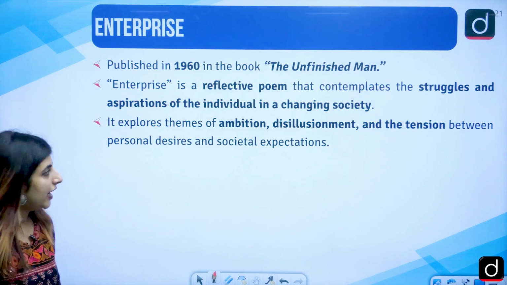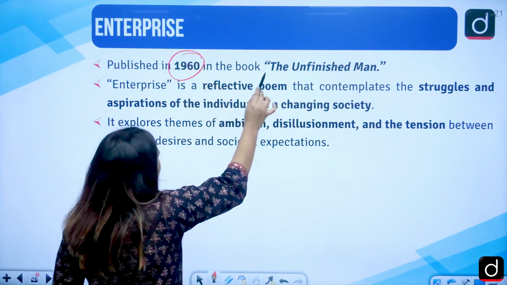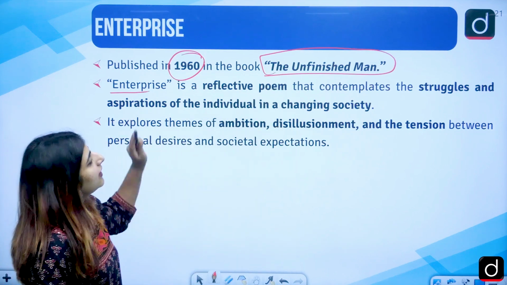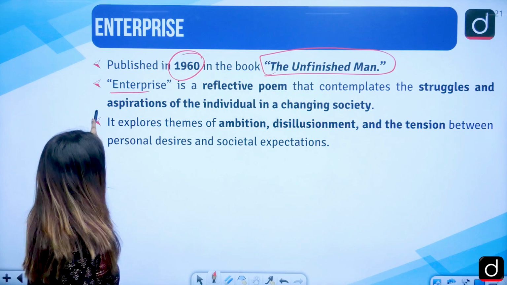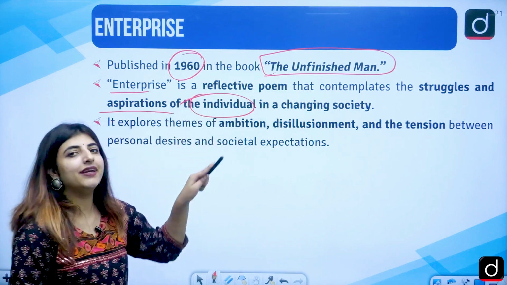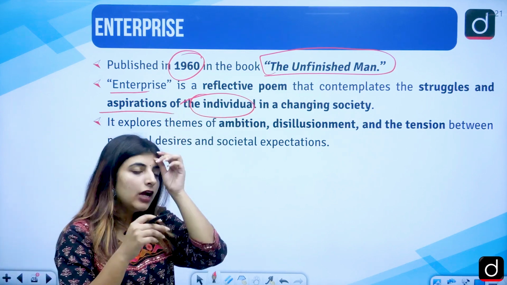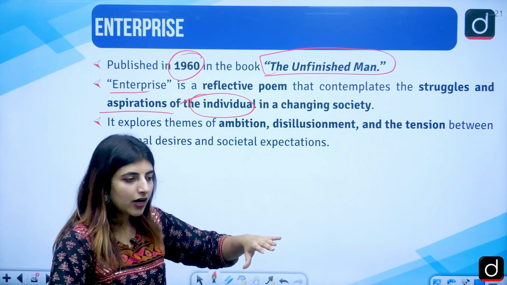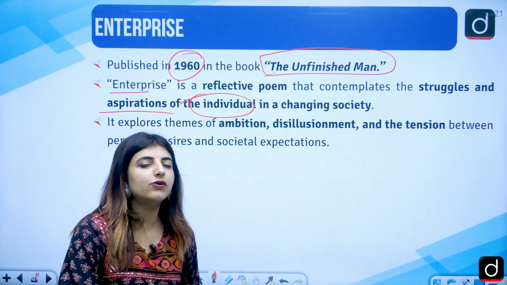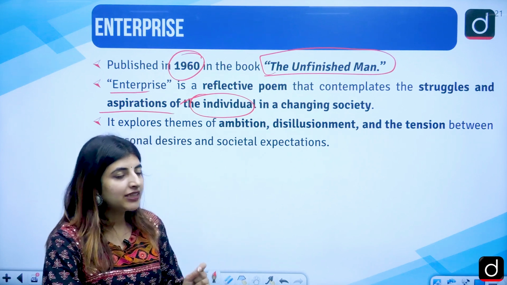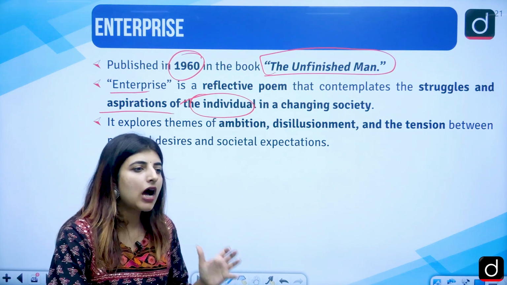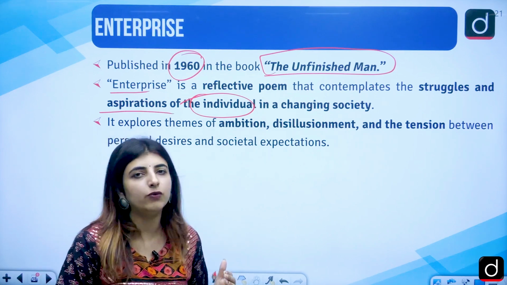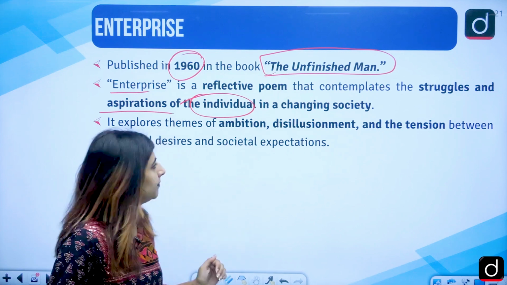Next we have Enterprise, 1960, published in the book The Unfinished Man. It is a reflective poem that contemplates the struggles and aspirations of an individual in a changing society. That how, with the change which comes in a societal sphere, how the individual struggles with those particular changes, because changes are inevitable, but how are you going to deal with it? How are you going to deal with the struggles? So the struggles of the individual have been talked about here.